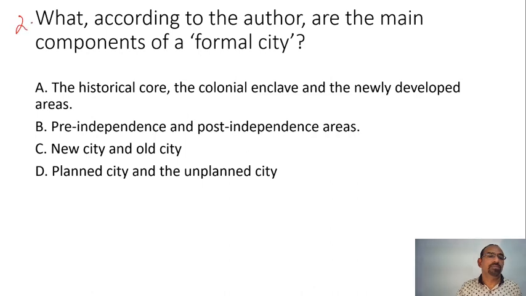This is the second question. What, according to the author, are the main components of a formal city? The historical core, the colonial enclave and the newly developed areas. Second, pre-independence and post-independence areas. New city and old city. Planned city and unplanned city. So this is a direct question. To find the answer for a direct question, you have to remember the question: the main components of a formal city.